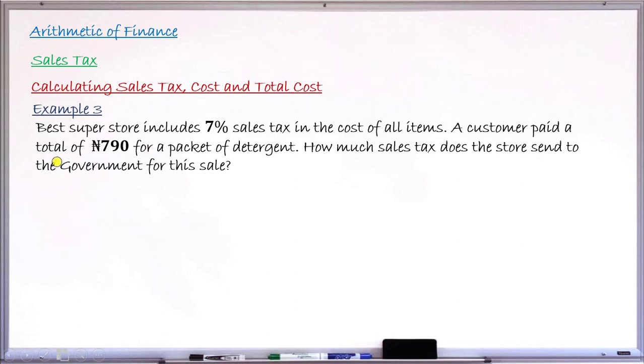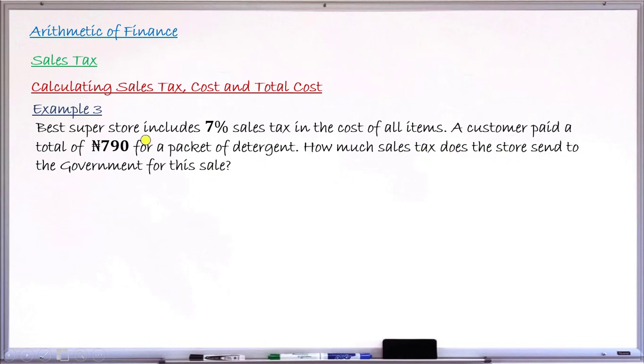Example number 3 says that the Best superstores include 7% sales tax in the cost of all items. So this is a superstore that sells commodities, and what they usually do is add on each and every price of the item the 7% sales tax. So the question says a customer paid a total of 790 naira for a packet of detergent. Then the question asks how much sales tax does the store send to the government for this sale.